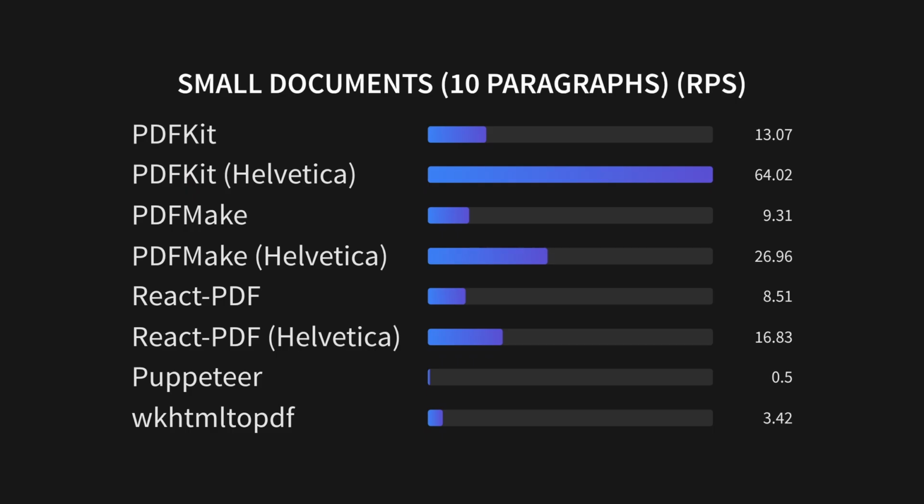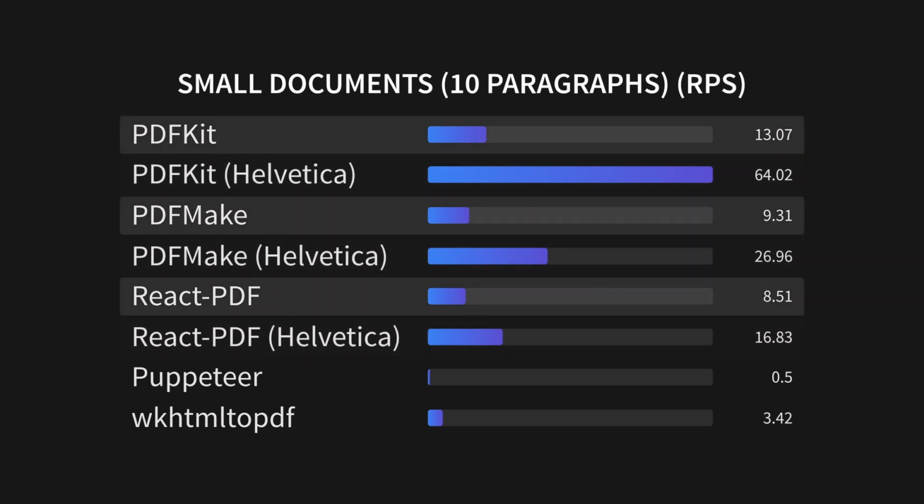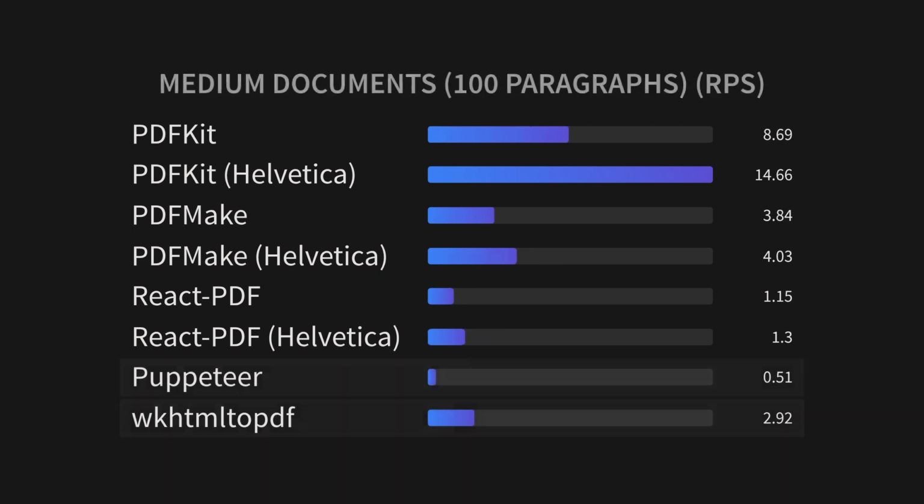Now we are ready to take a look at the results. Standard fonts are great. Using them speeds up each solution, especially with PDFKit. 64 documents per second is an incredible result, about 15 milliseconds per request. With custom fonts, we got similar results for each pure JavaScript library. Browser-based solutions are the underdogs in this comparison.